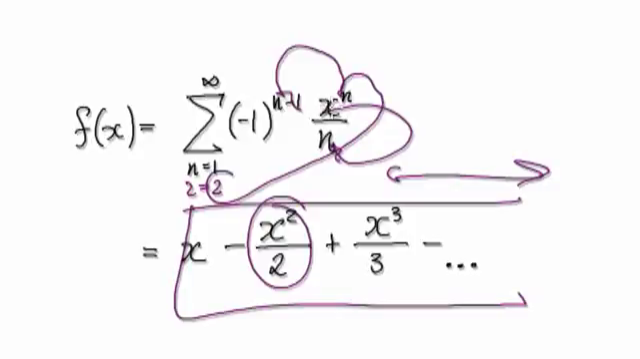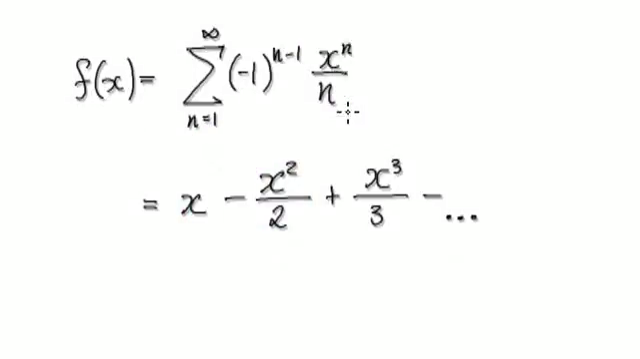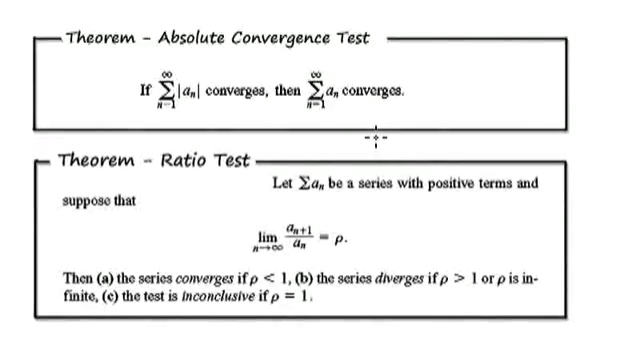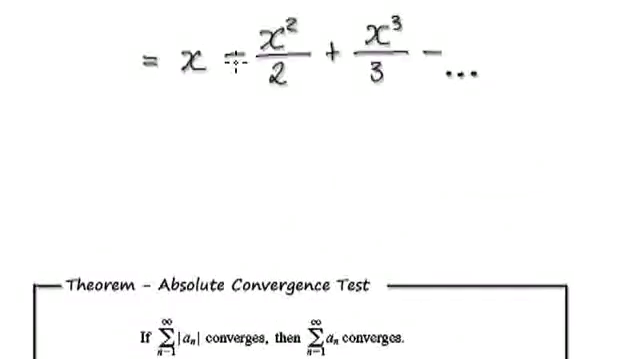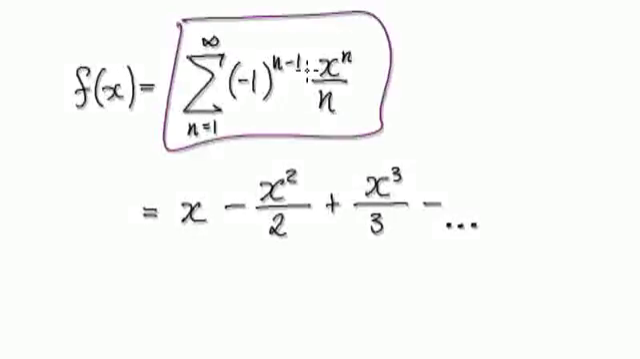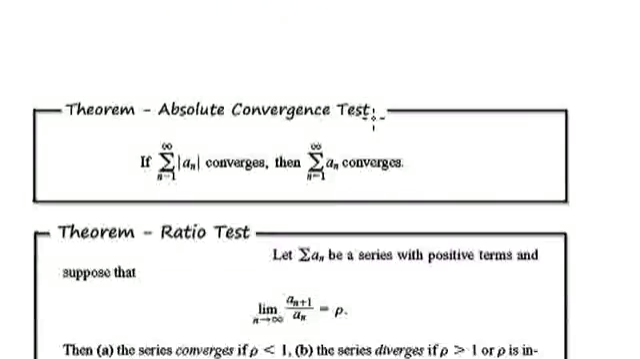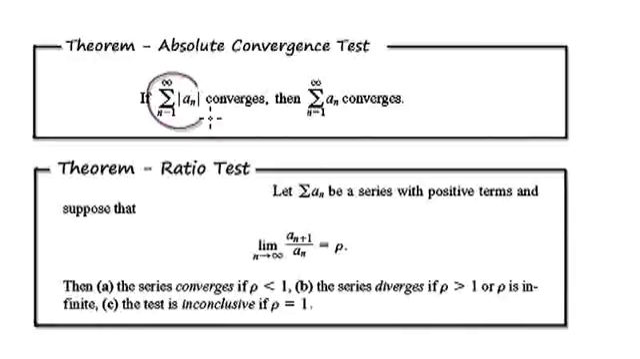So to find the values of x for which the series will converge, we would apply this theorem first, and then we would apply this theorem. We would look at the absolute version of the series. If the absolute version of the series converges, then the original series itself will also converge. We've seen this in the past. So we would apply this theorem, and then we would apply the ratio test.